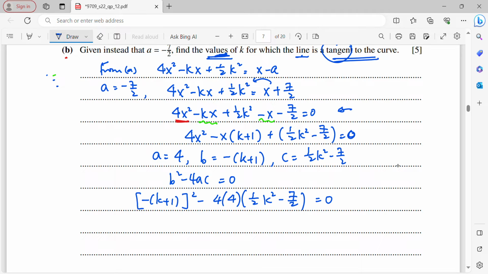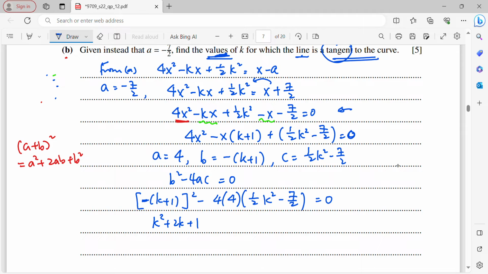So when I do expansion, square of minus is positive. Now, for the quadratic expansion, a plus b squared is going to be a squared plus 2ab plus b squared. Which means now, you will be getting k squared plus 2k plus 1, because the minus, you square it, becomes positive already. Then for the next one, you will just do expansion.